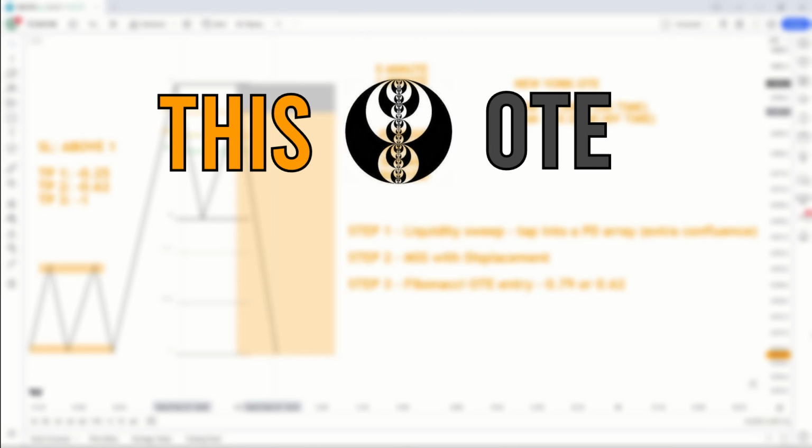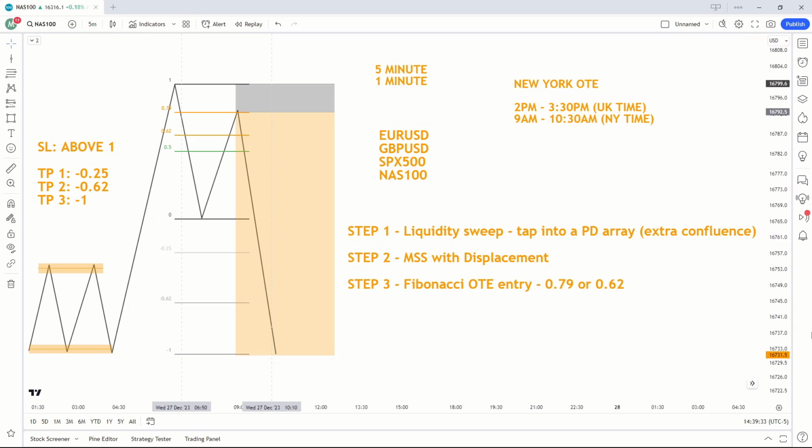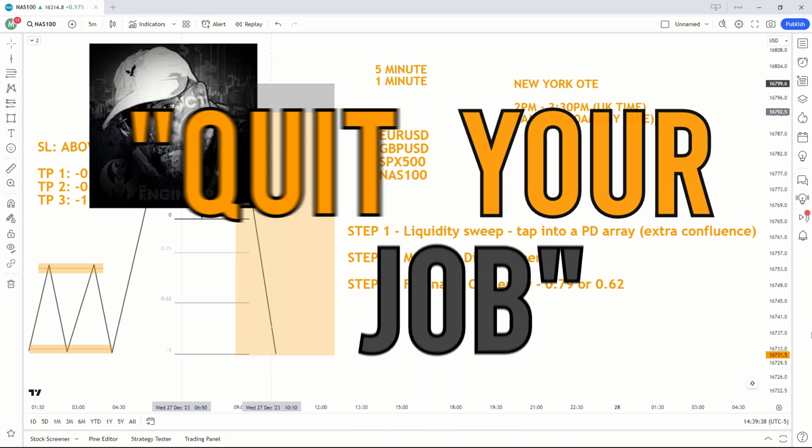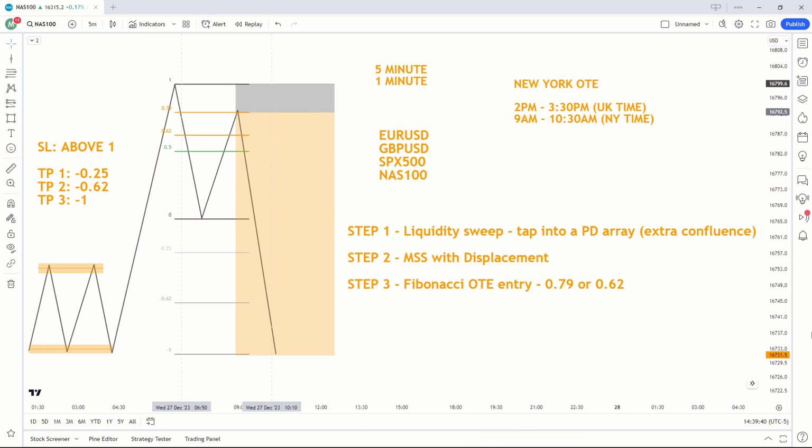This ICT optimal trade entry strategy is better than any other entry strategy out there now. ICT says you can quit your job in 90 days following one rule-based strategy. So in today's video, I'm going to be showing you the best strategy out of them all, the optimal trade entry. Now, this entry model is so good, it works so often, and it has such a high win rate.